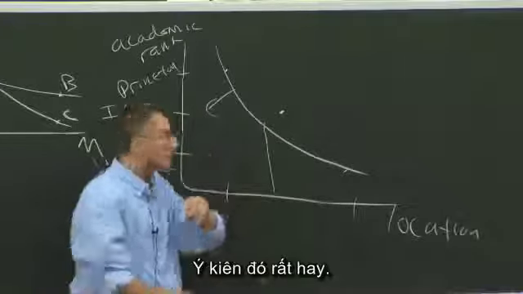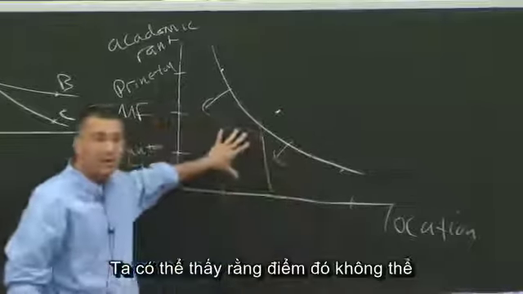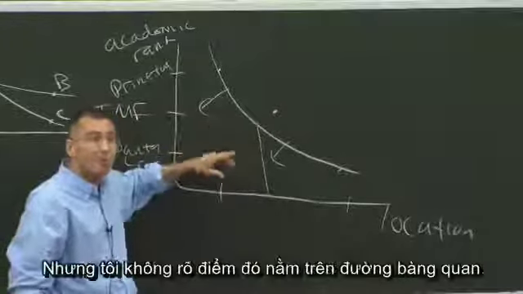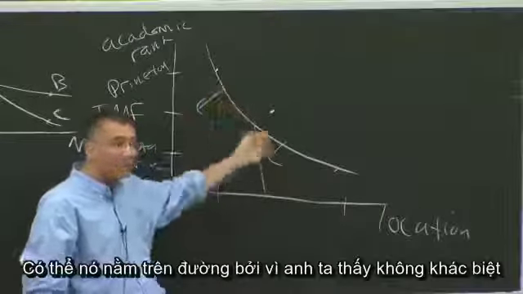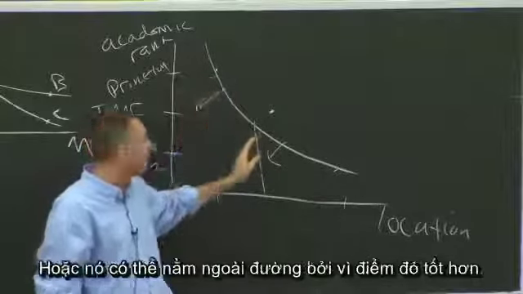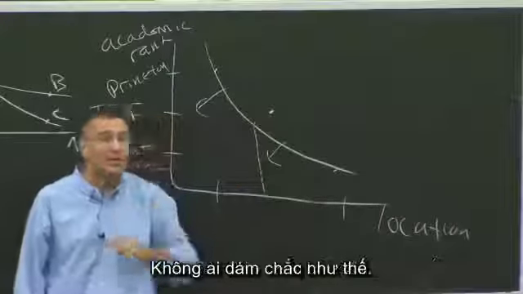This is a very good point, actually. It can reveal it wasn't anywhere in here. That we know. But I can't tell if it was on the curve or outside the curve. Could have been on the curve because he's indifferent, so who knows, could have flipped the coin. Or could have been outside the curve because it's better. We can't tell that. That's a good point.